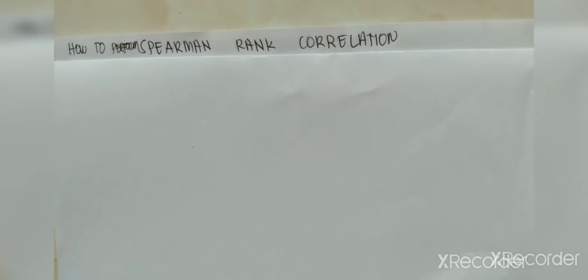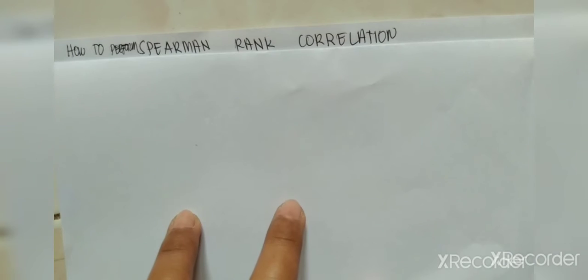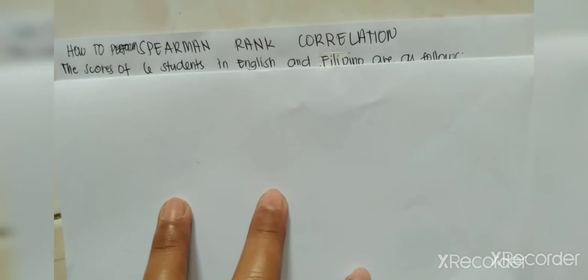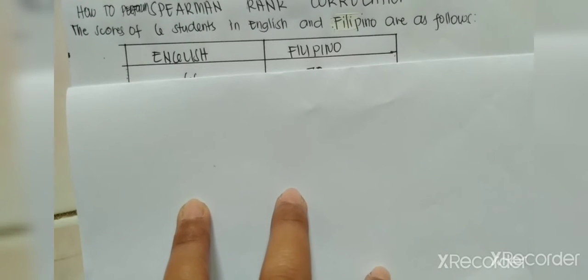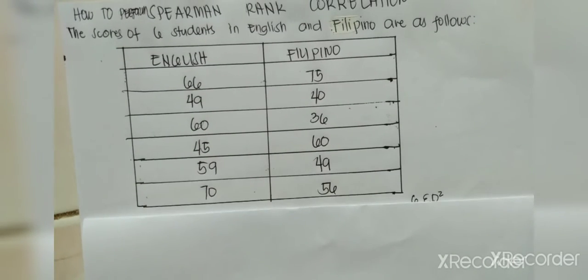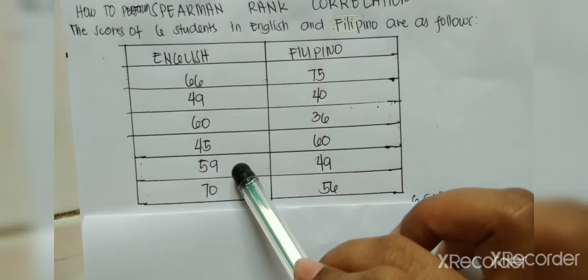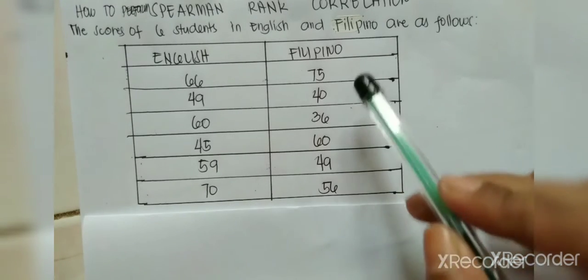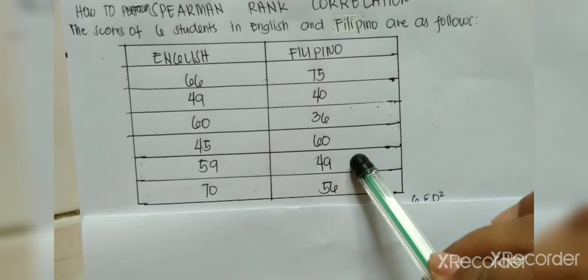How to perform Spearman rank correlation. Here is our example. The scores of 6 students in English and Filipino are as follows. For English, we have 66, 49, 60, 45, 59, and 70. For Filipino, we have 75, 40, 36, 60, 49, and 56.